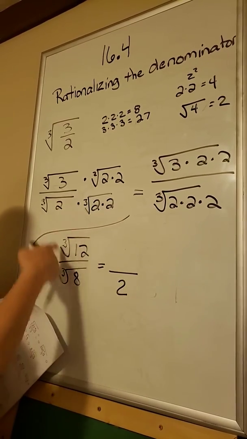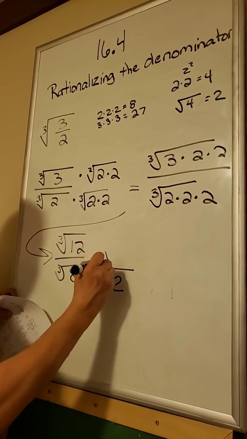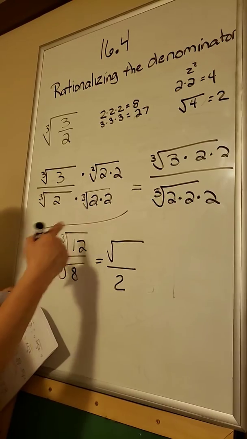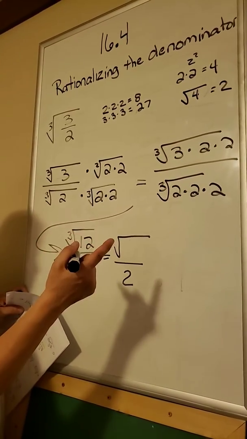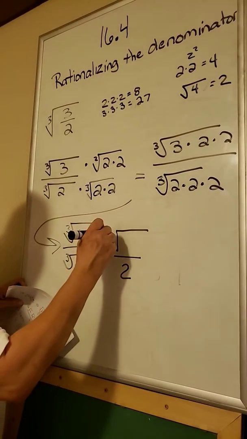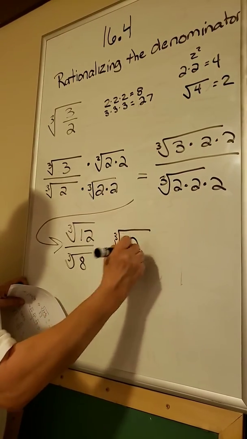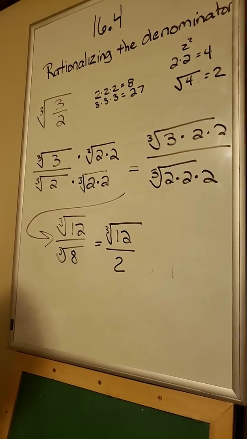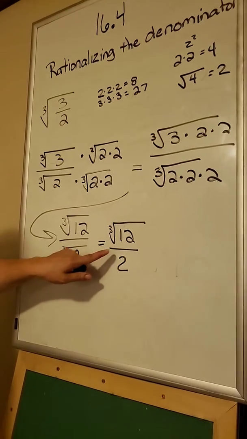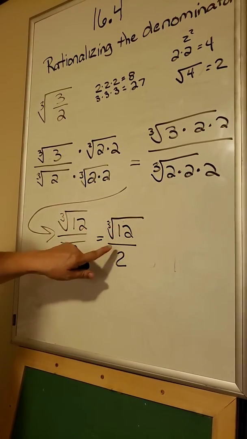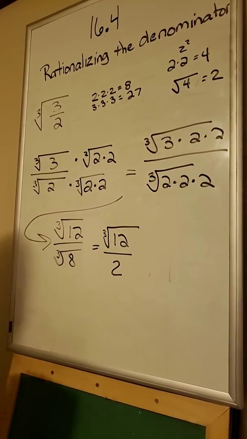So we can't do anything else to break that down. It's not like we can look at it and go, break it down into 4 and 3. 4 is a perfect square, but we're talking about cubes. So is that going to be my final answer? That's my final answer. I can't do anything else to break that down. I no longer have a radical down here.